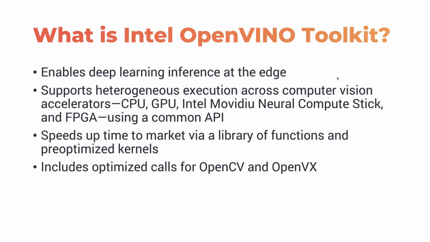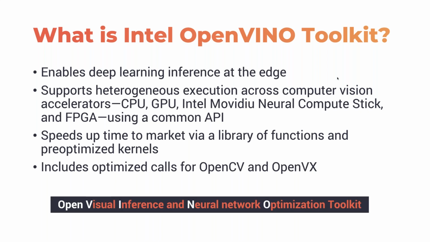So what exactly is the Intel OpenVINO Toolkit? OpenVINO stands for Open Visual Inference and Neural Network Optimization. As the name suggests, it is meant for optimizing and accelerating neural networks meant for visual inferencing, which is essentially convolutional neural networks that target computer vision problems. So it enables deep learning inferencing at the edge.